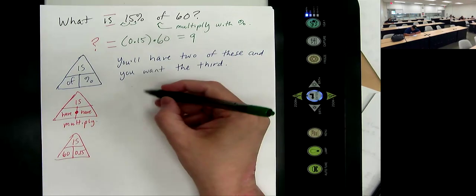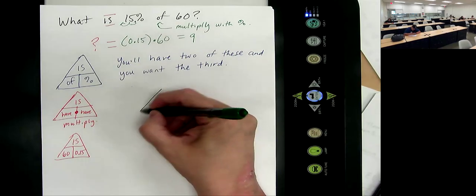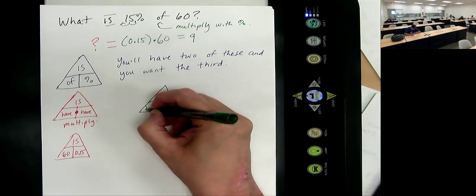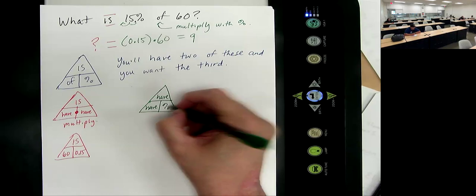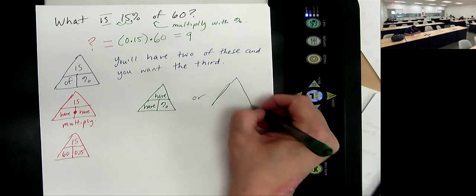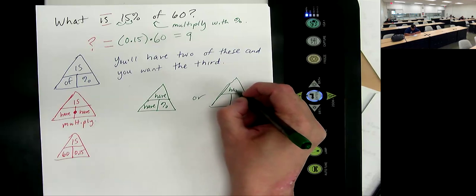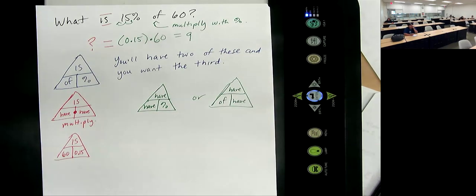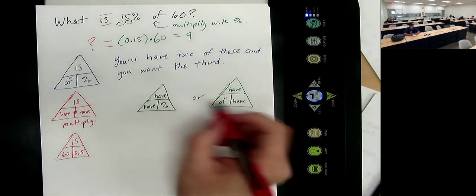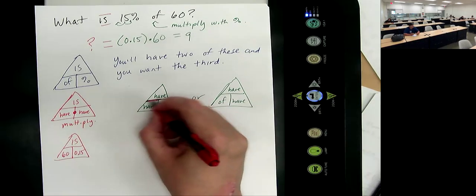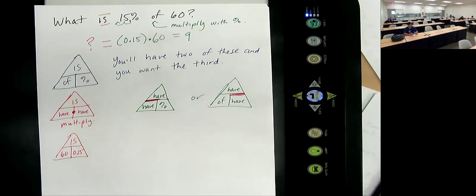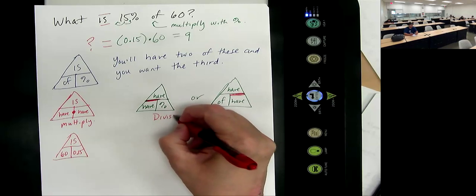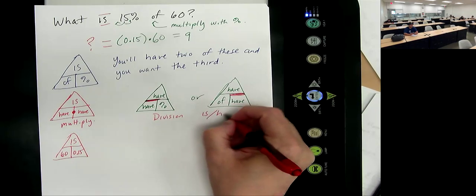And the other option is when you have the is and one of the other ones. So we may have this one and this one, and we're missing the percent. Or we have the top one and the percent, but not the of. In both of these cases, the halves are over each other, kind of like a fraction bar, and that's what it ends up being. So this is division. Is over the half from the bottom.